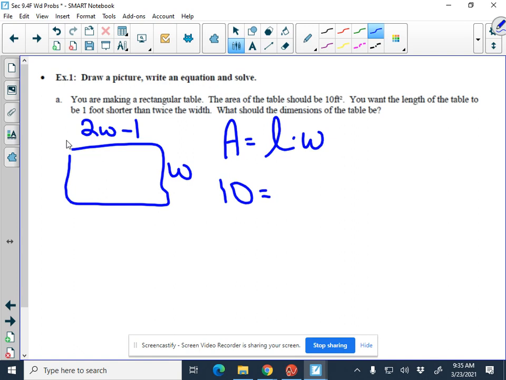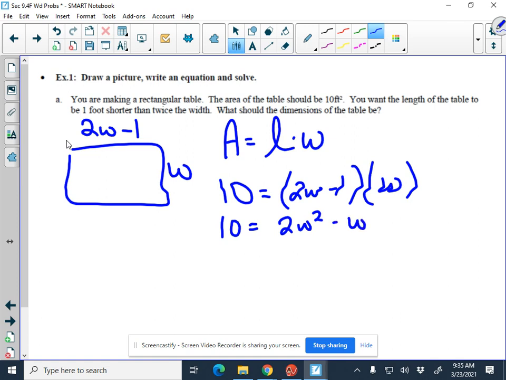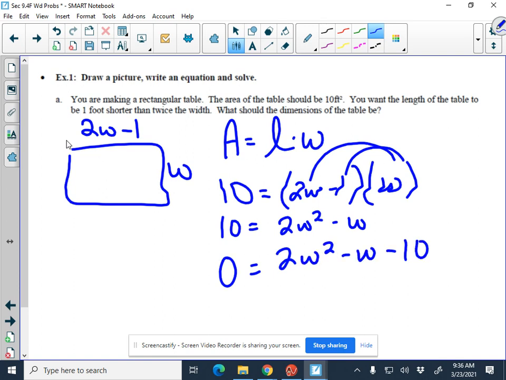So, the length is 2W minus 1. The width is W. Length times width. I've replaced length with 2W minus 1. And it all equals 10. Now, we've got a problem we can set up like we just did. We have 10 equals 2W squared minus W. And you're like, where'd you get that? I did some distributing. This times this is 2W squared. This times this minus W. Now, if we get this side to be 0, we get 2W squared minus W minus 10 all equals 0.